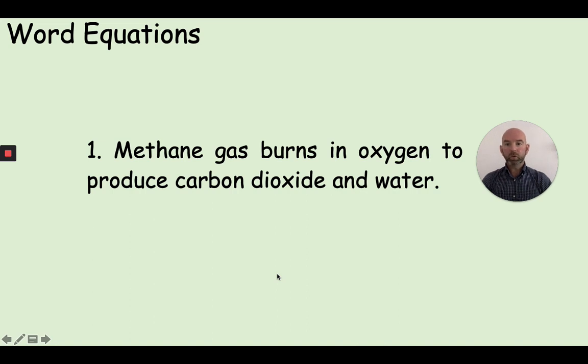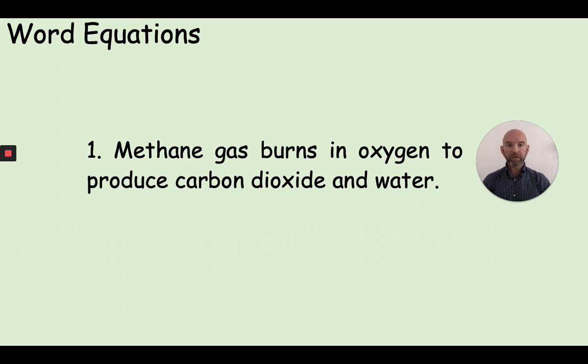So we're going to have a little go at this now. You're going to try and highlight what we're looking for in our reactants and what our products are. So methane gas burns in oxygen to produce carbon dioxide and water. So pause this now and see if you can find out the products and the reactants. And what we're going to do is you're going to submit these to your teacher on a piece of paper, and then your teacher can mark them. So pause it and off you go.